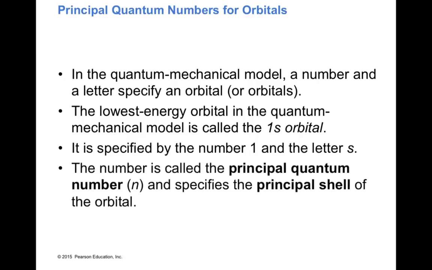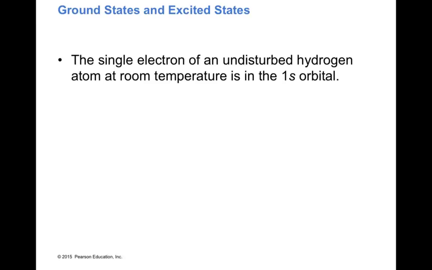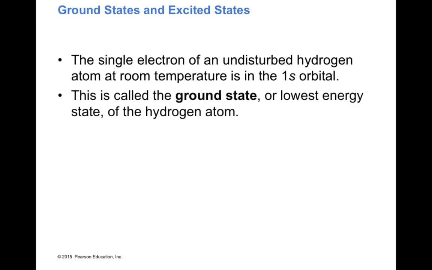We're going to talk a little bit first about the number, which is called the principal quantum number n and specifies the principal shell of the orbital. So we have 1, we can have 2, 3, 4, 5, 6 different n numbers. Okay, so that will be the principal quantum number. The single electron of an undisturbed hydrogen atom at room temperature is in the 1s orbital. This is called the ground state, or lowest energy state, of the hydrogen atom.